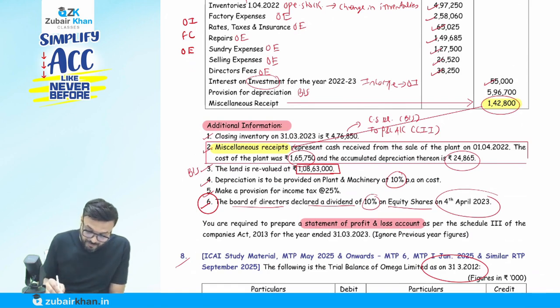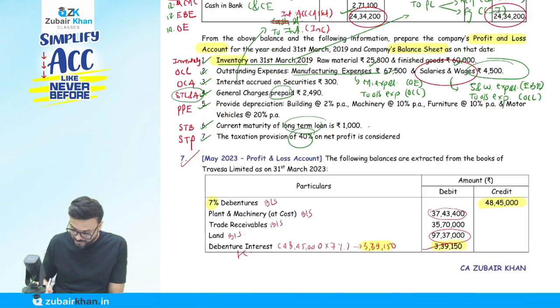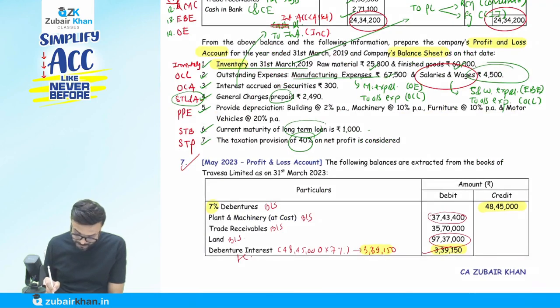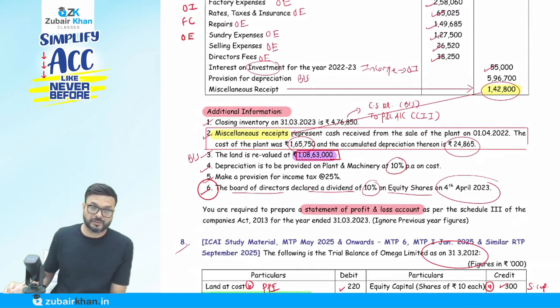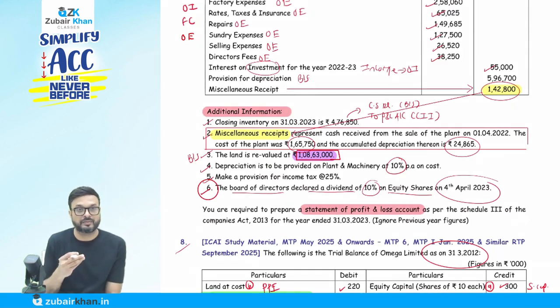So here they have given the value. They want to come to this value. What is the value appearing here? This is the value appearing here. Land is 97,37,000, and here it is coming 1,08,63,000. So we have to increase the value. So land account will be debited and revaluation reserve account will be credited.